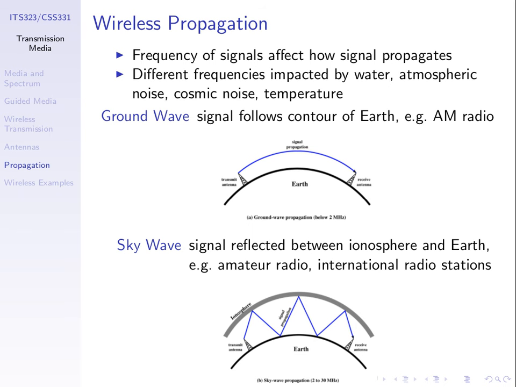This is commonly used in international radio stations, sometimes called shortwave radio. You can pick up radio stations from Europe, maybe from America, because the signal propagates around in this reflection mode.